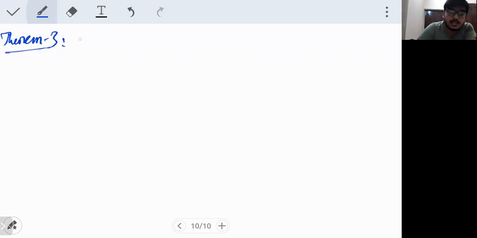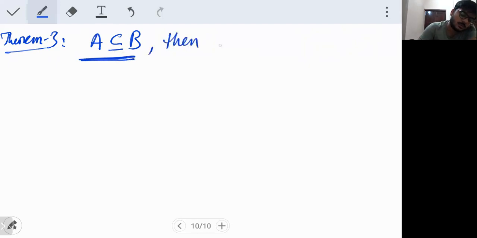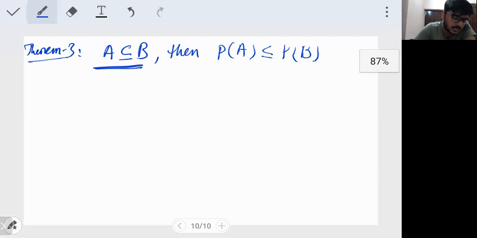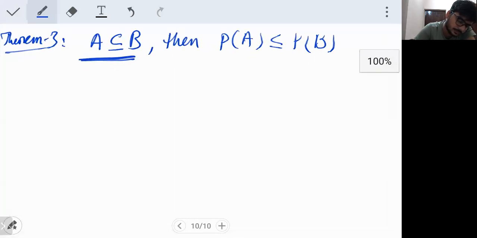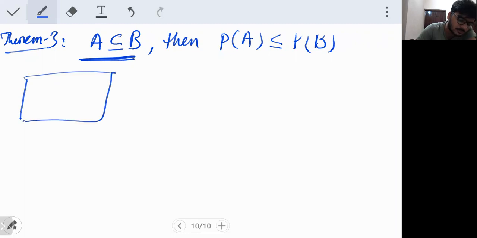Theorem 3 says that if events A and B are such that A is a subset of B, so there are two events, A is a subset of B, that is the first condition. Second, if this is true, then the probability of A will always be less than or equal to the probability of B. That is what it wants to say, right? How to explain it? Again, we have to build a Venn diagram. It says there is a B set under which A comes, right?